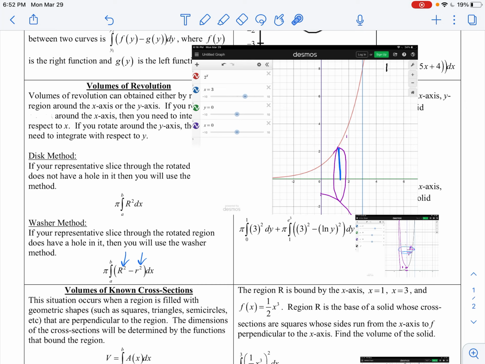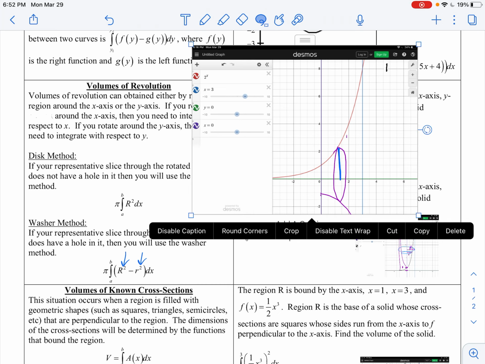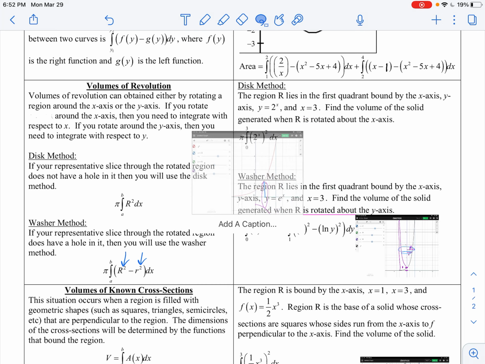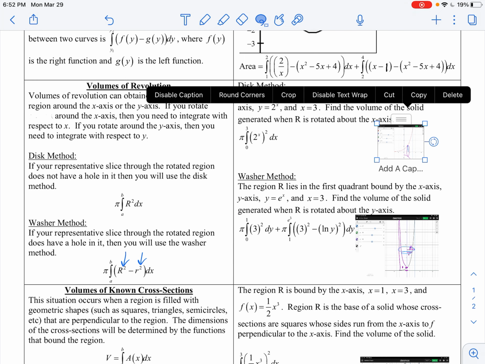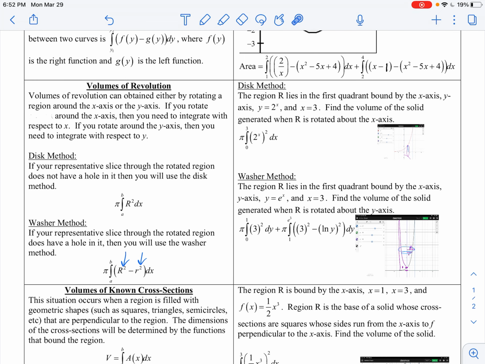Our radius is just found by 2 to the x minus 0. Okay, and so now let's see if I can get it to, there we go. The volume is then just pi times the radius r squared between 0 and 3.